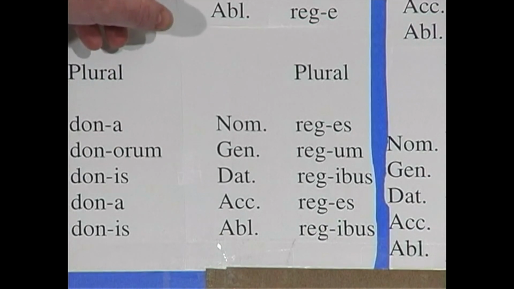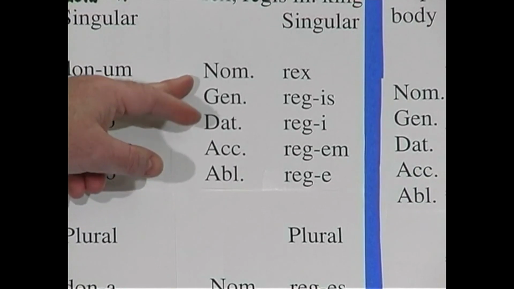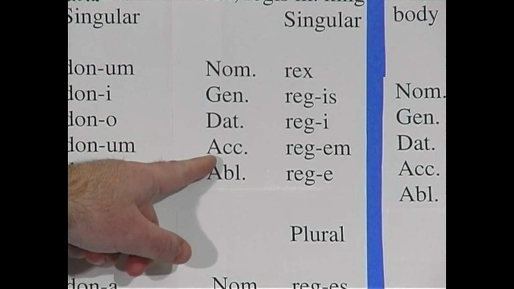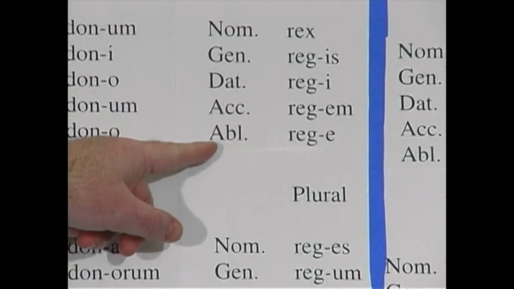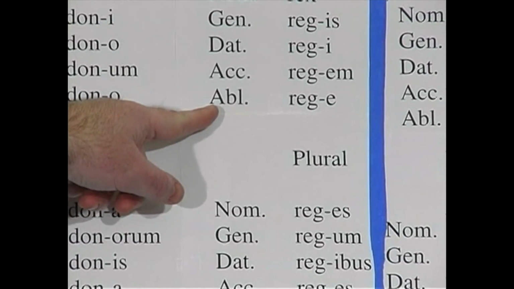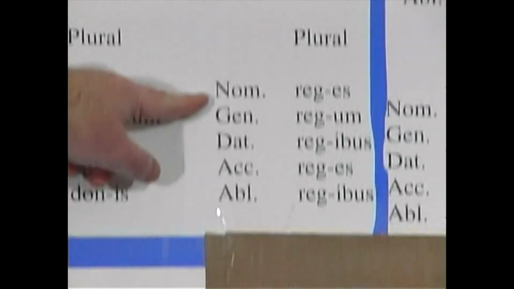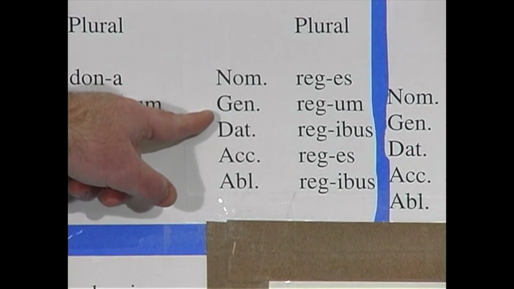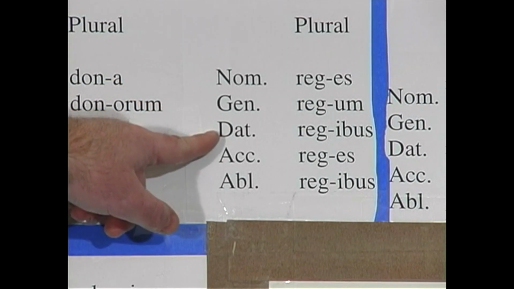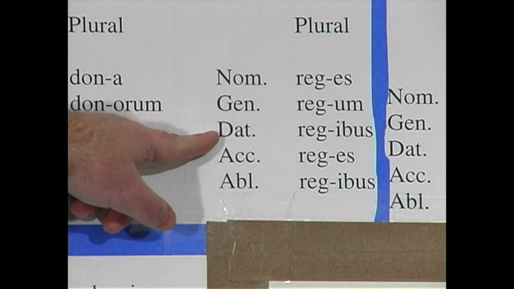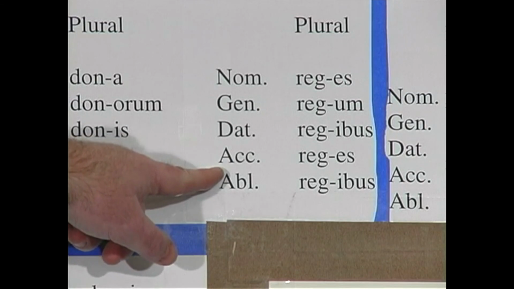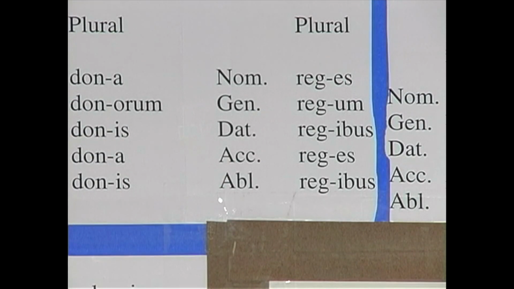The translation would be rex, the king as subject, regis, of the king, regi, to or for the king, regem, the king as direct object, and rege, by, with, or from the king. Plural, reges, the kings as subject, regum, of the kings, it's a genitive plural ending. Regibus, to or for the kings, reges, the kings as direct object, and by, with, or from the kings, regibus.